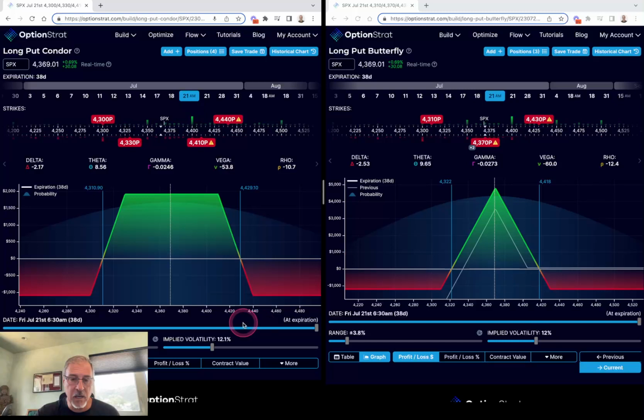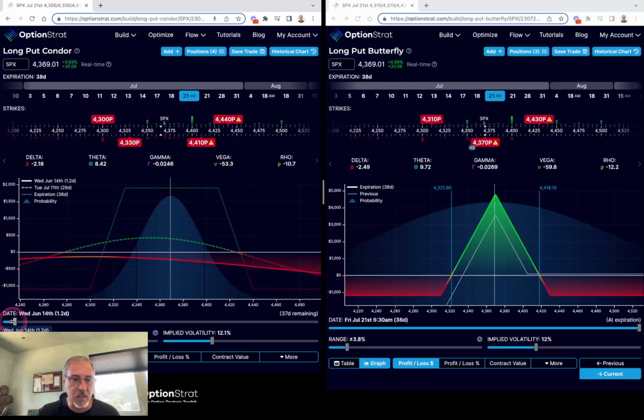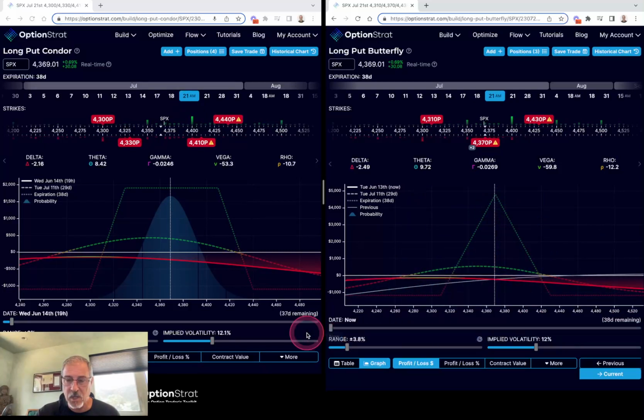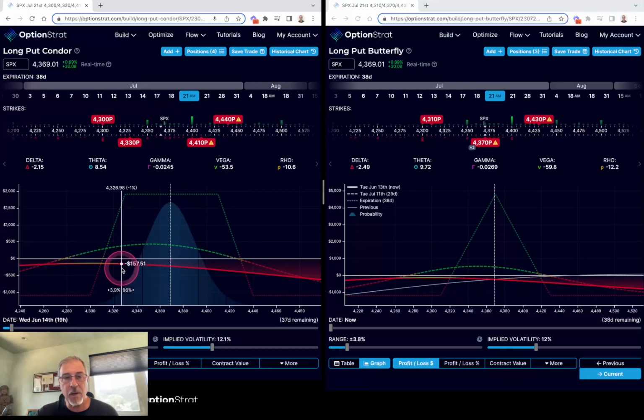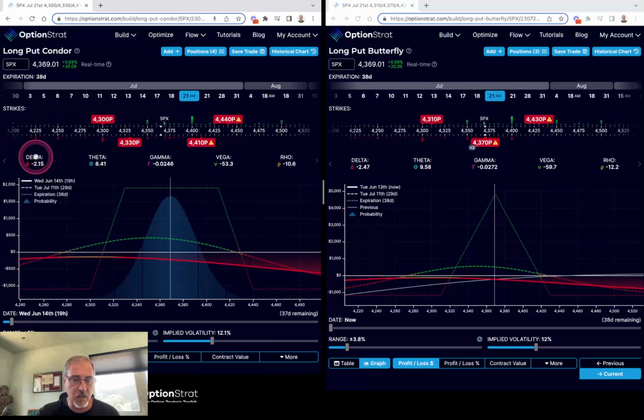Let's again move these back to today so that we can see how our T0 lines would move. And look at that. Look what happens to those. Now, if the market falls, these are both making money in a market drop. Again, that is because we are now negative delta.